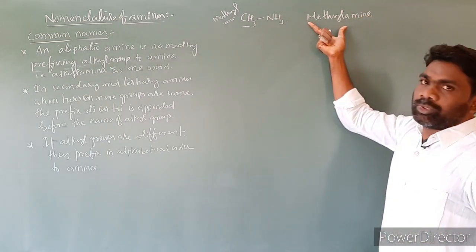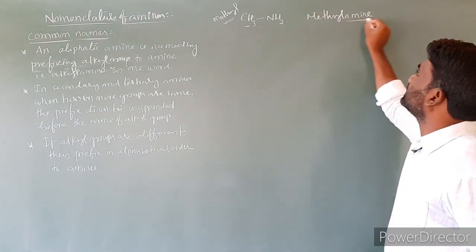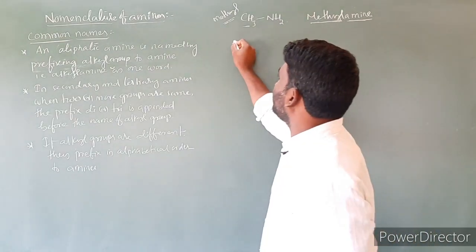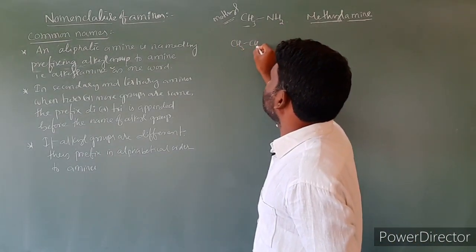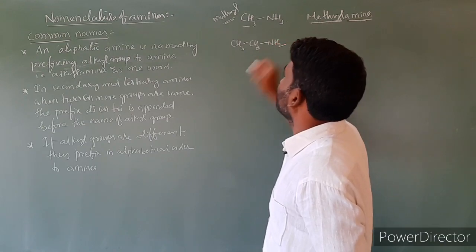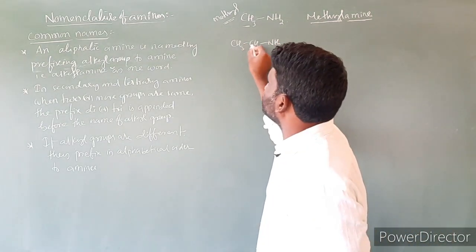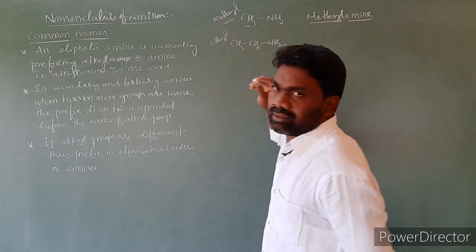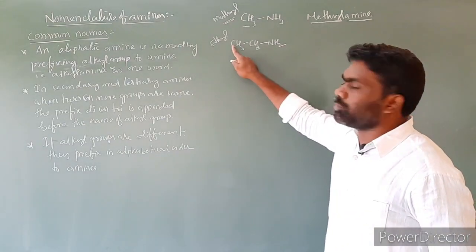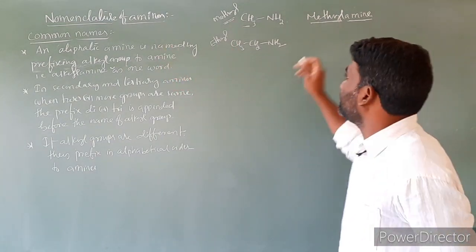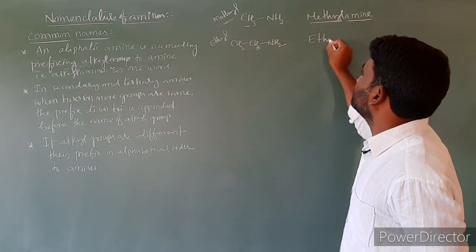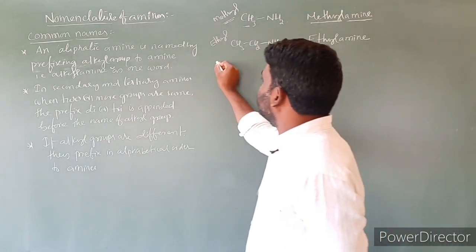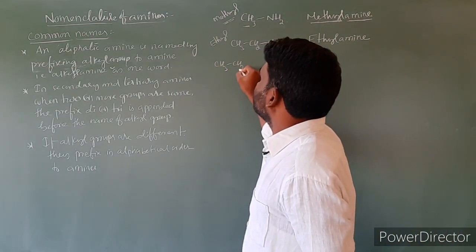So the alkyl group is prefixed to the word amine. This is the amine, and this is the prefix we are writing, whatever alkyl group is present. Then I am taking one more example, CH3CH2NH2. Look at this example. What is the alkyl group? CH3CH2 is ethyl. This alkyl group we prefix to the amine. Then the name is ethylamine. That's it. Ethylamine.